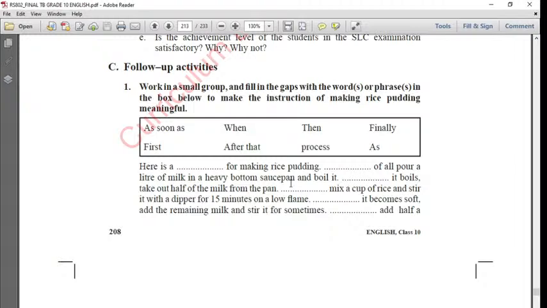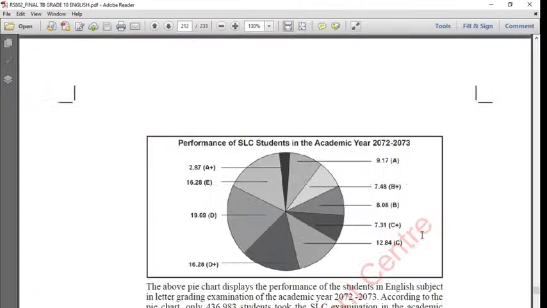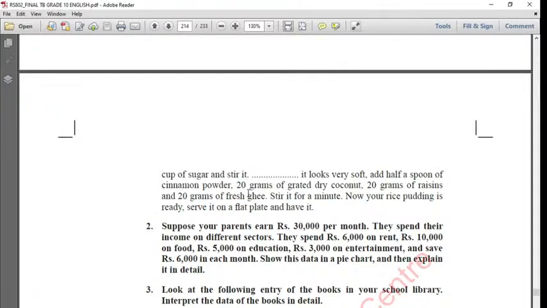Finally, add half a cup of sugar and stir it. When it looks soft, add half a spoon of cinnamon powder, 20 grams of grated dry coconut, 20 grams of raisins, and 20 grams of fresh ghee. Stir it for a minute. Now your rice pudding is ready. Serve it on a flat plate and have it.